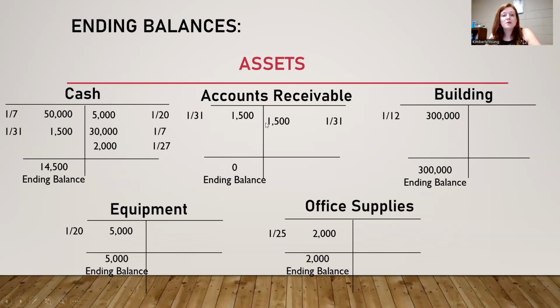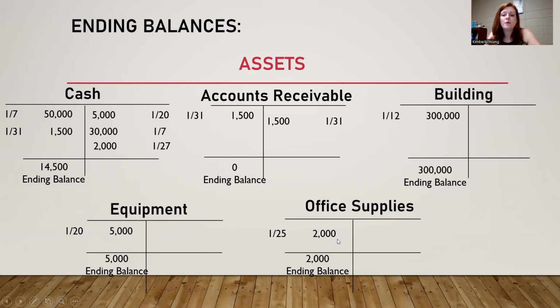Our accounts receivable, they owed us $1,500 and then they paid us. So it actually has a zero balance right now. Our building, the building stays at $300,000. Even when you get into depreciation, the building itself is going to stay at the cost that you paid for it until you sell it, or maybe make some additions. The equipment, we still have that equipment, nothing changed. So we have a debit balance of $5,000, and then office supplies, same.